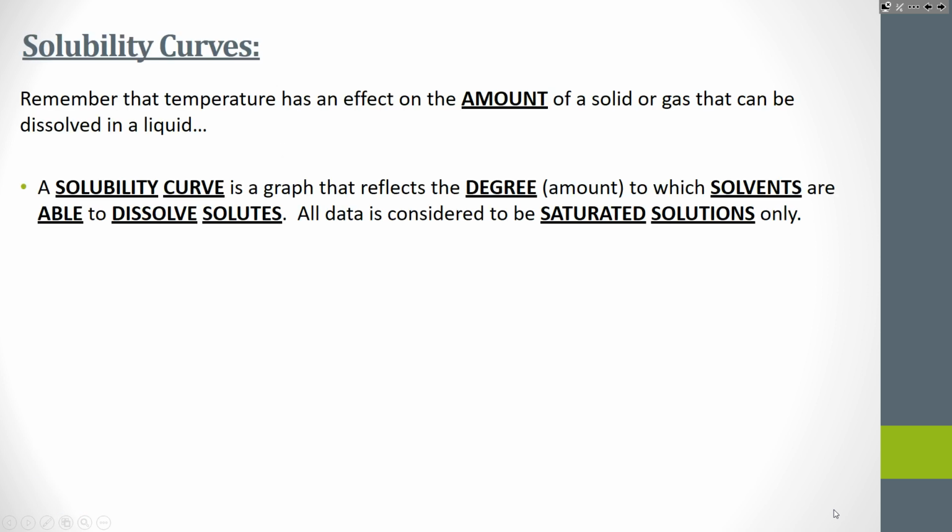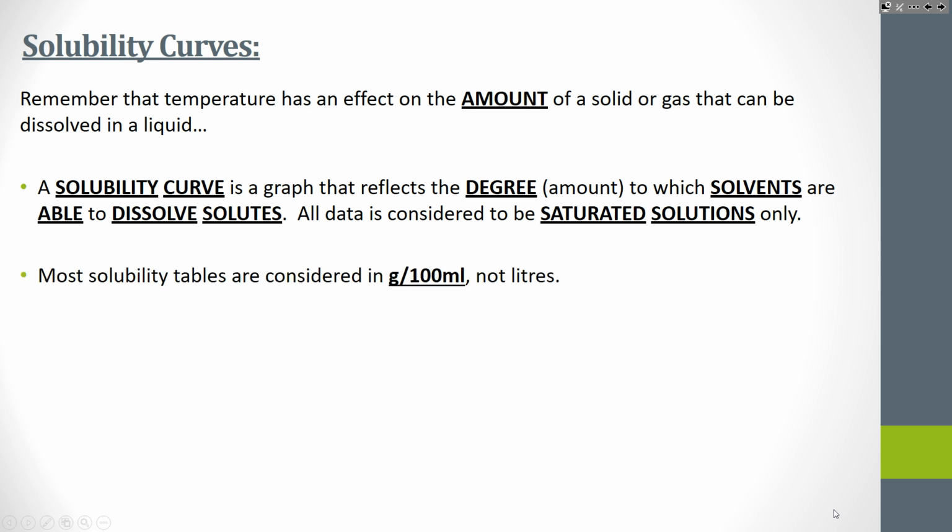So solubility is how much we can dissolve in a certain amount of solution. The solubility curve shows us that degree, that amount that a solvent can dissolve of a certain solute. The curves that we're looking at are all considered to be saturated solutions. So at any temperature, the point on that line or curve will be the maximum amount that is able to be dissolved in the amount of water given.